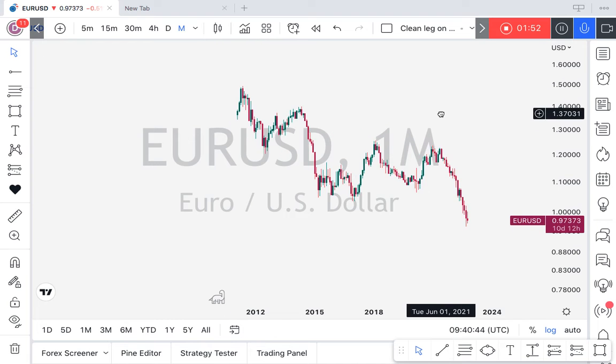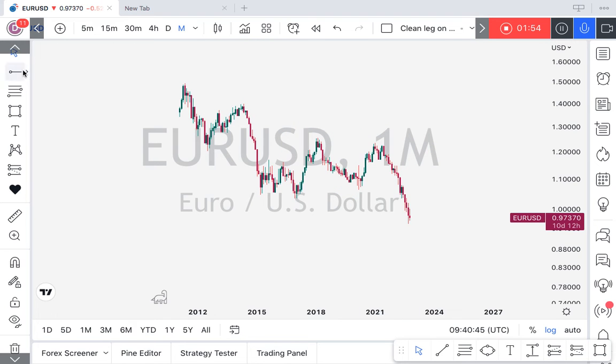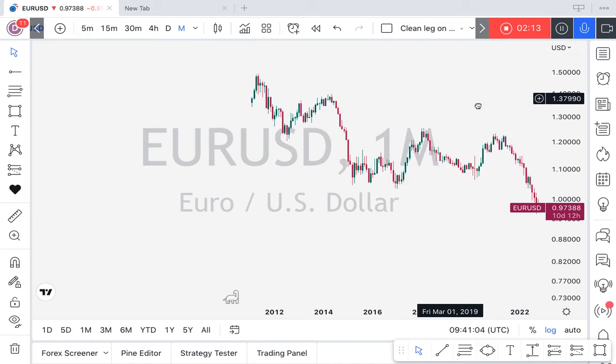So this is a monthly time frame, just to have an overall view of the market. Now we are heading down. This is a high, this is a low, lower high, lower low, lower high, lower low, equal high, then drop. So overall it's a downtrend. We are moving south.